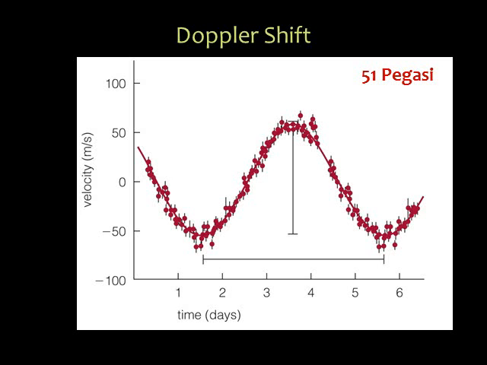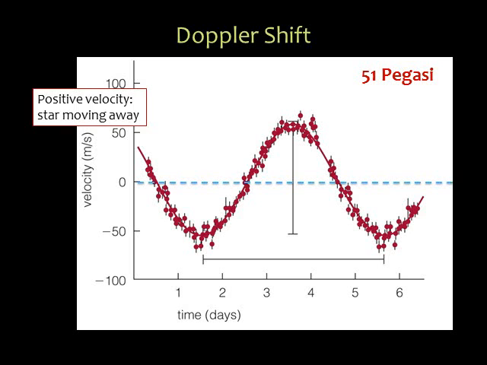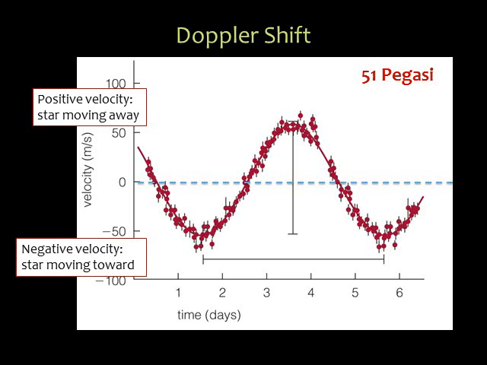This is what the data look like for the Doppler method. This is a plot of the star's radial velocity over time. When the velocity is positive, the star is moving away from us. When the velocity is negative, the star is moving toward us and the light is blue shifted.